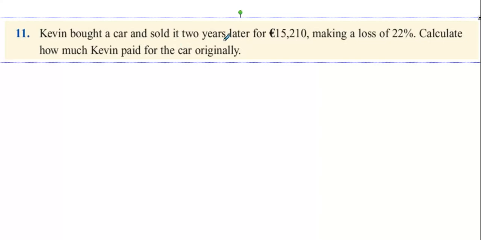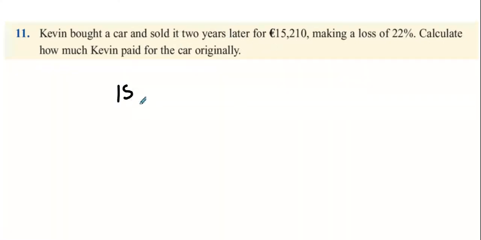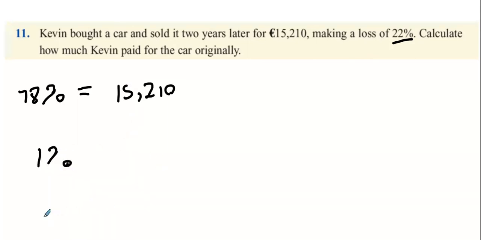Kevin bought a car and sold it 2 years later for 15,210, making a loss of 22%. How much did Kevin pay for the car originally? Well, if you lost 22%, it means that you only paid for 78% of the car. 78% of the original cost is 15,210. We're going to calculate what 1% is, and then try after that to calculate what 100% is.